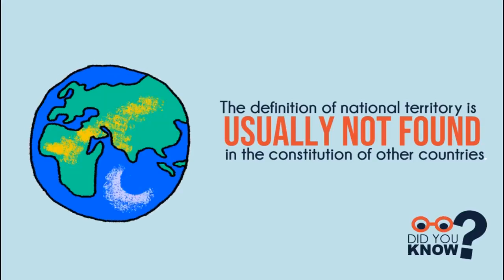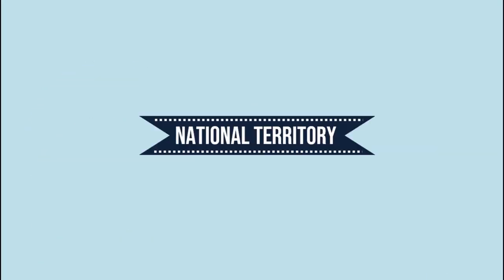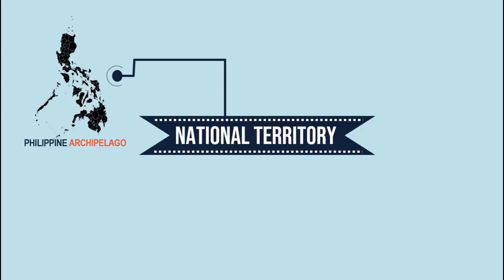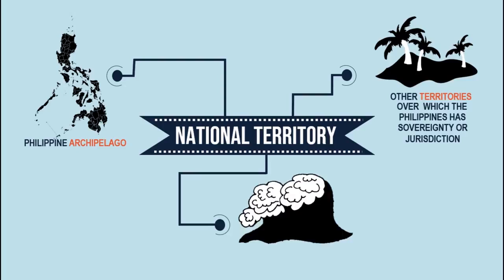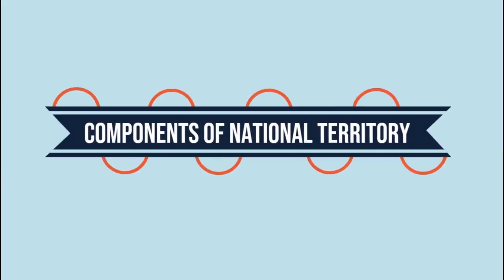Now let's discuss the national territory. It comprises of the following. First, the Philippine archipelago. Second, all other territories over which the Philippines has sovereignty or jurisdiction. This includes any territory that presently belongs or might in the future belong to the Philippines. And last are the internal waters. To better understand this part, let's break it down, starting from the three components of the national territory.